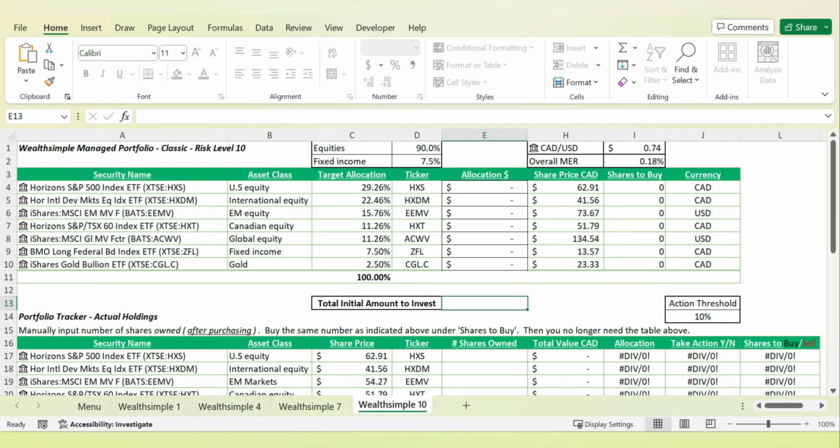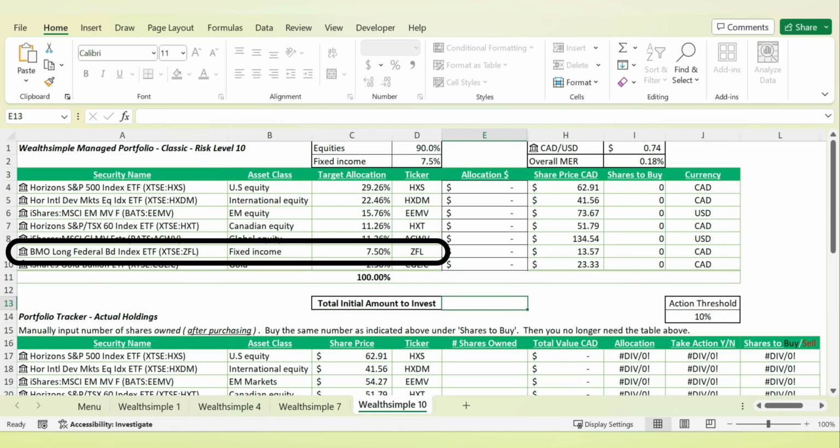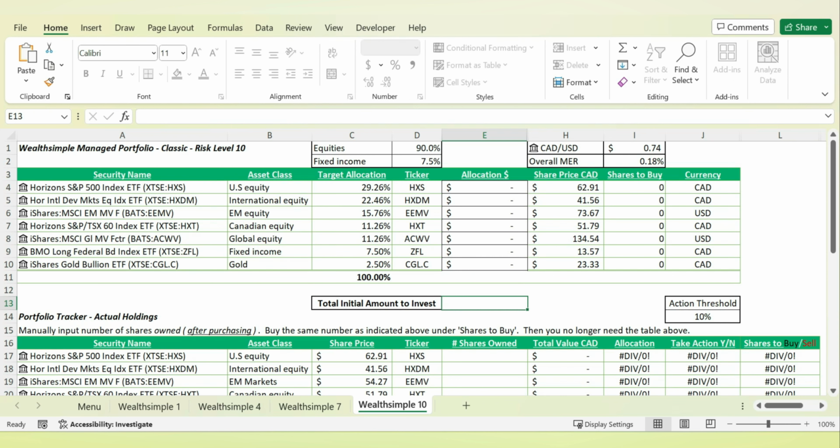Hopping over to the risk level 10 portfolio, 90% equities, 7.5% in fixed income, and all of that 7.5% is invested in ZFL, the long-term federal bond index ETF. So 7.5% in fixed income in the upper table is a little bit misleading because we are invested in a more volatile ETF than you would typically see in the safe portion of a portfolio. MER is again 0.18%, and our comment remains the same. Again, that is probably too high to justify having to work in US dollars.